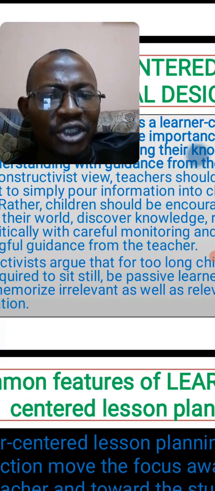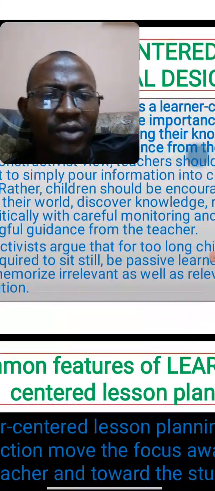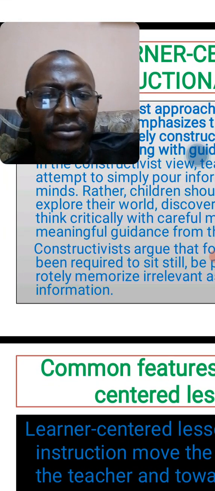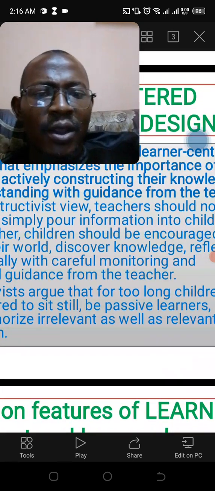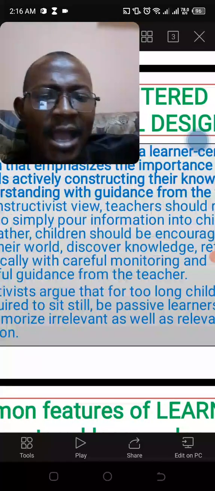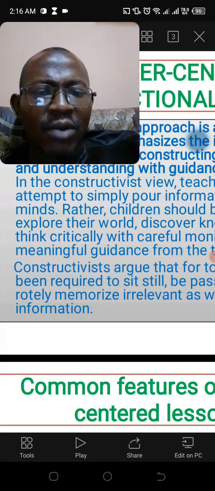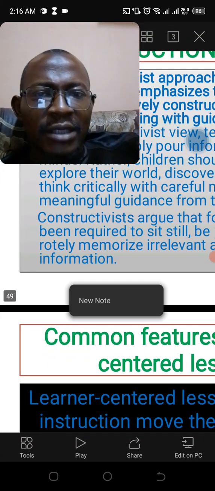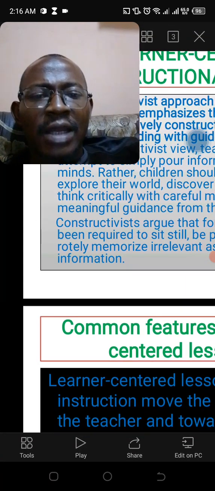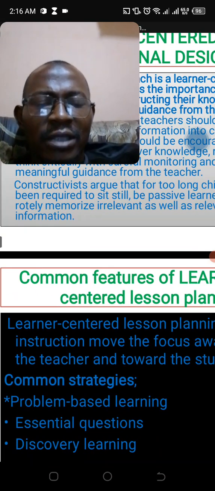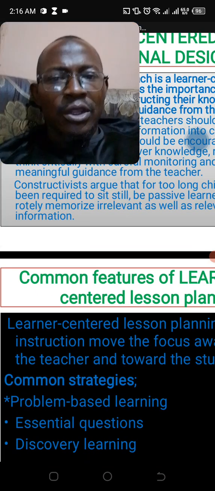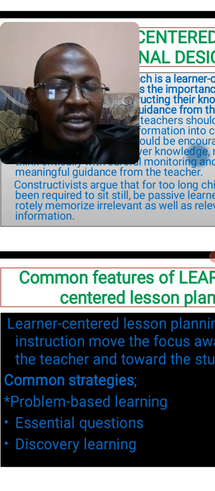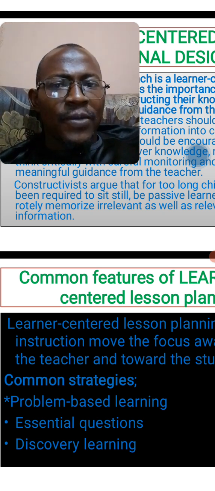guidance from the teacher. Constructivists argue that for too long, children have been required to sit still, be passive learners, and rotely memorize irrelevant as well as relevant information. I think that is clear enough. So that is the definition, or the concept, of constructivism, or the learner-centered instructional design, right?